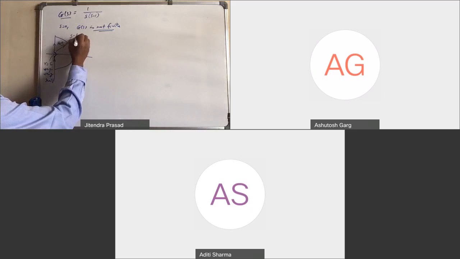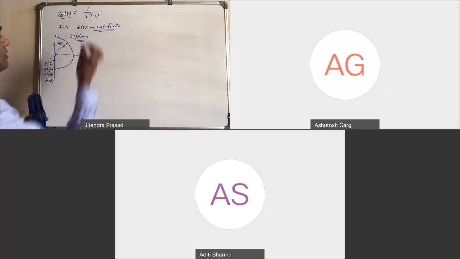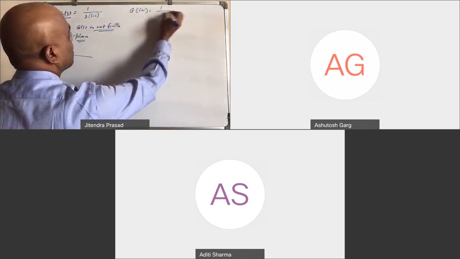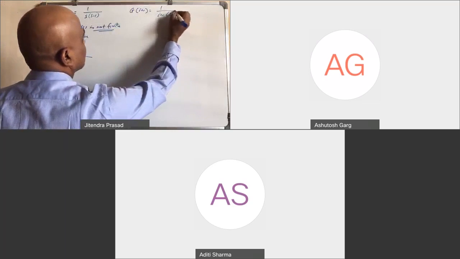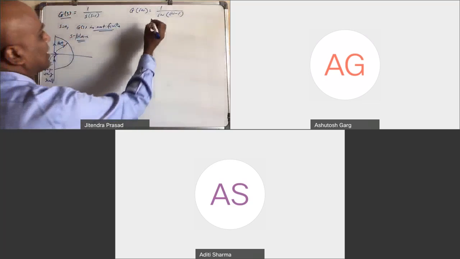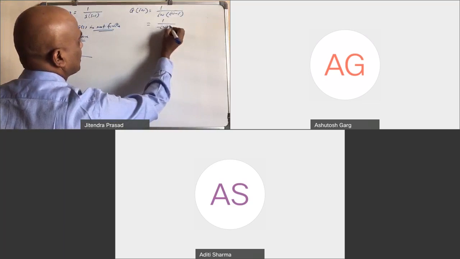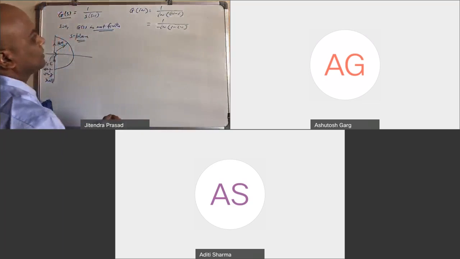This is our S plane. First, we need to plot it. So how do you plot it? G(i omega) becomes 1 over i omega multiplied by (i omega minus 1). We can write it as 1 over minus i omega times (1 minus i omega), the same thing.